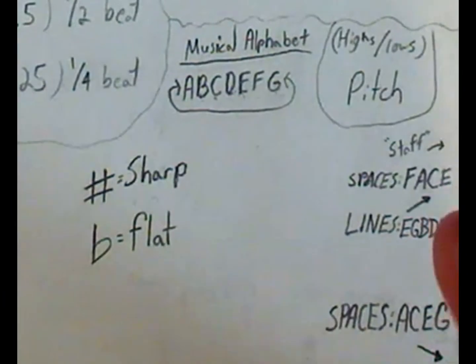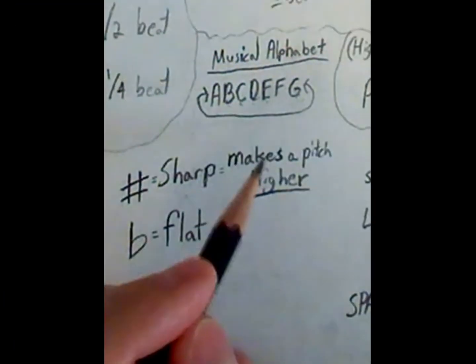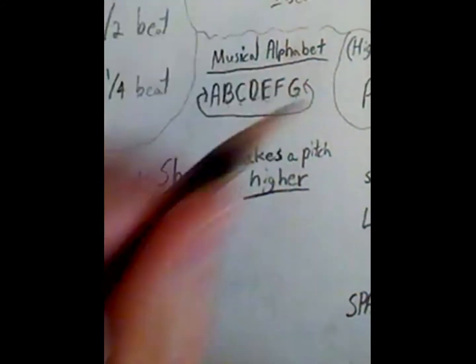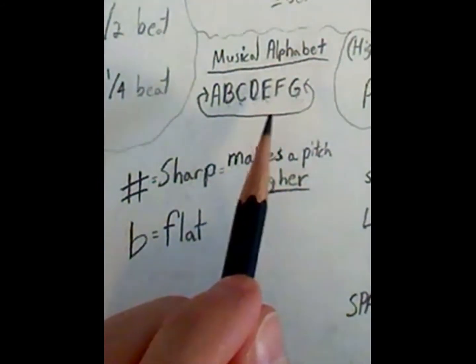Now, what does this mean? Why would we mark a pitch sharp or flat? Well, a sharp sign makes a pitch higher. All right. So maybe if we had a pitch that sounded like F, which usually sounded like this, the pitch F sharp would be slightly higher, like this. Not quite as high as G. From F to G is a little bit further than F to F sharp.